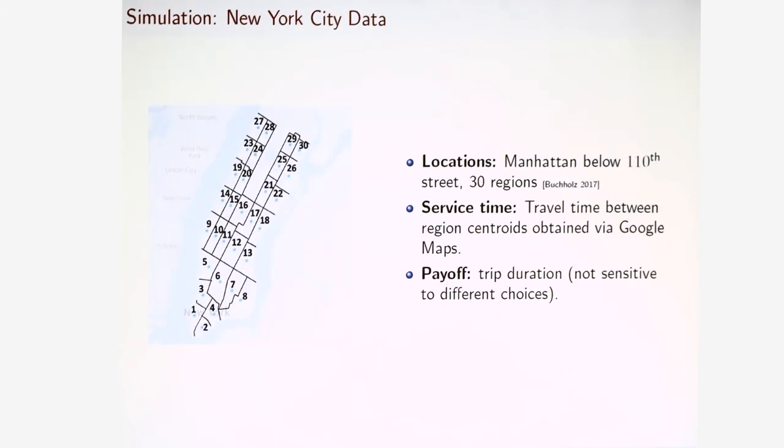And now I want to show you some simulation results in a realistic environment. Let's consider Manhattan partitioned into 30 locations. Okay? And to make the simulation realistic, we are going to add service times, which means the cars will take a number of minutes to go from one location to the other. The service times are taken from Google Maps. And we use the trip duration as the payoff. Actually, we experimented with many choices of payoff, randomly generated payoff, and our policy performs well for all of them. So it's not sensitive to your choice of the form of payoff.